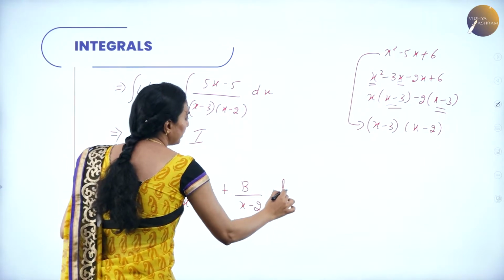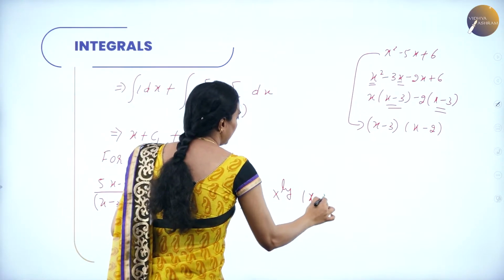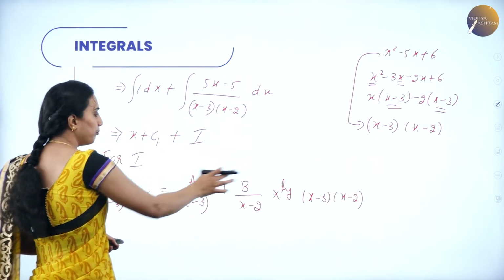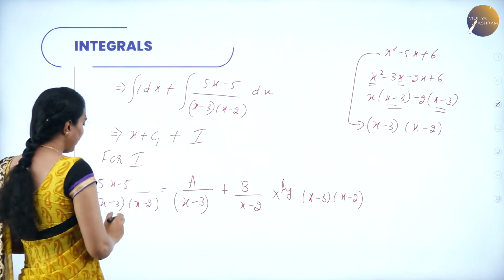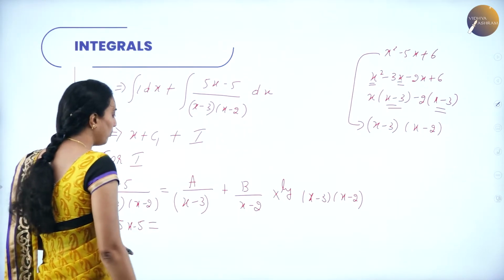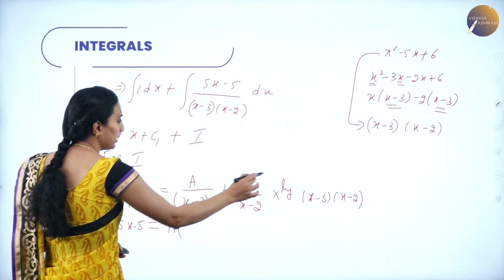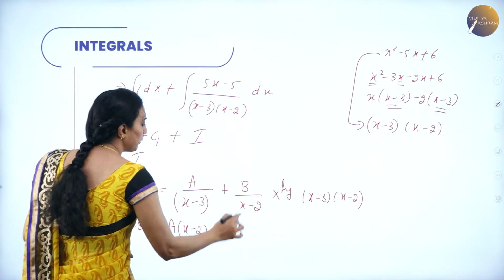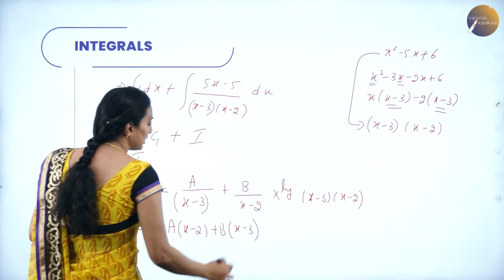Now multiplying throughout by x minus 3 into x minus 2, what you are going to get, dears? In the left hand side, both will get cancelled. Remaining is 5x minus 5, which will be equal to a into x minus 3 will go, remaining is x minus 2 multiplied, plus b into x minus 2 will go, remaining is x minus 3 multiplied.